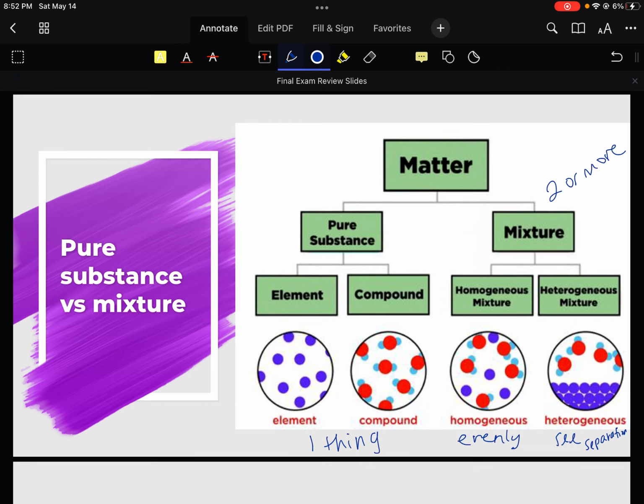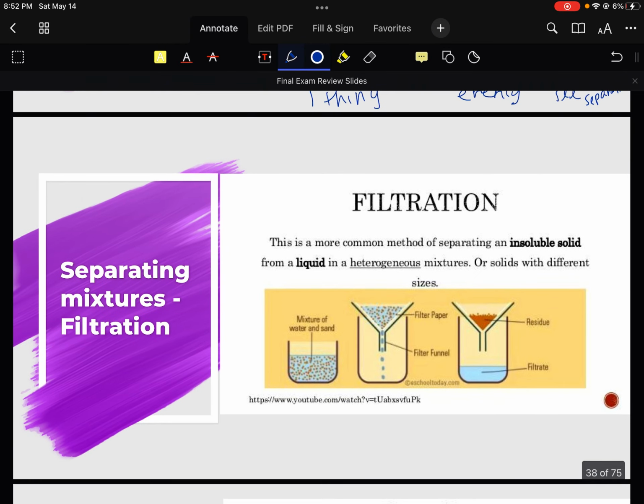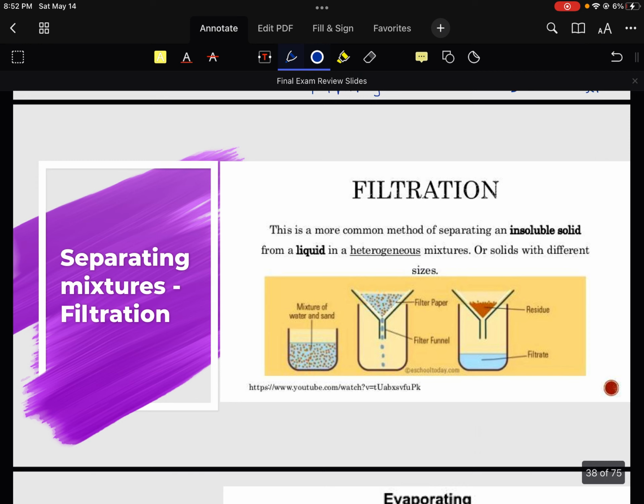Okay, so we can see the different components. We can separate them in different ways. So filtration is good for heterogeneous mixtures because it can let the part that's soluble kind of flow through the filter, and then it can kind of keep this one substance up here in the filter. So it can kind of separate them that way. So just make sure you know heterogeneous is good for filtration. This was like our sand and the salt water when we did this in the lab.